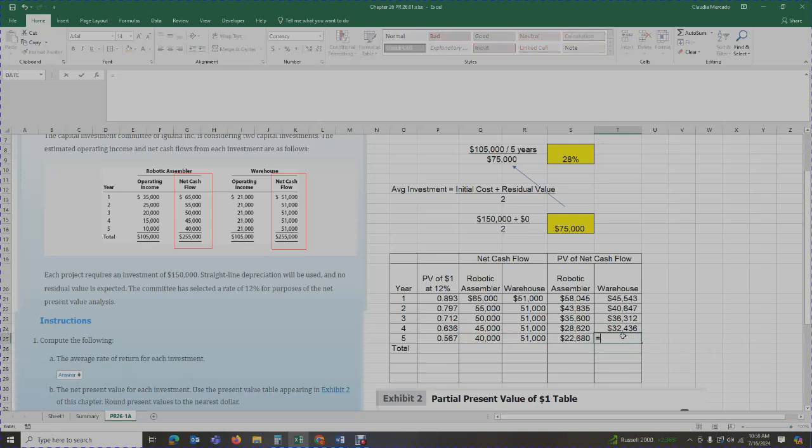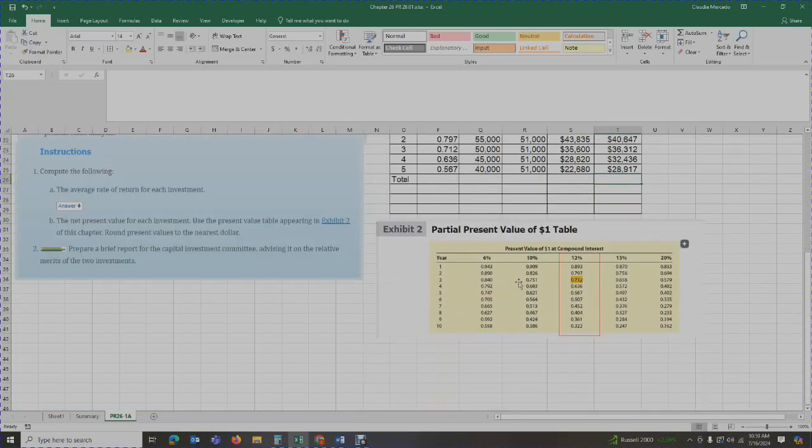Let me see, what did I do here? Equals the $51,000 times the 57. There we are. So we've got each of the calculations, and all we're doing is getting the net cash flows times the present value rate based on each of the years, and these rates are coming from the Exhibit 2. Make sure that you do select the correct column depending on the rate given to you.